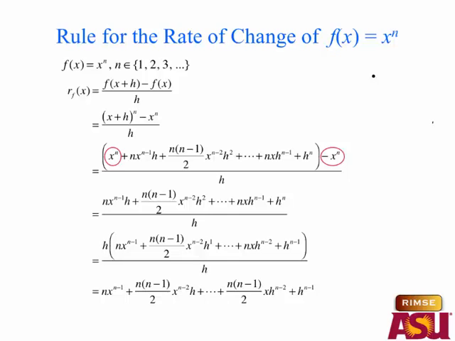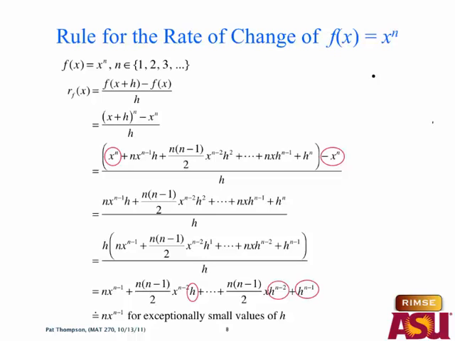And we want the exact rate of change, so what are we going to do? Let h get very, very small, or 0. Notice that every term except the first one has an h in it. So when h gets very, very close to 0, those terms are essentially 0, and we're left with just that first term, n x to the n minus 1. So here is a closed form rule for the exact rate of change when your accumulation is x to the n.